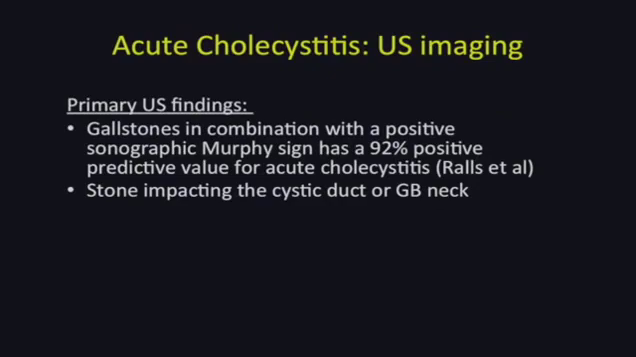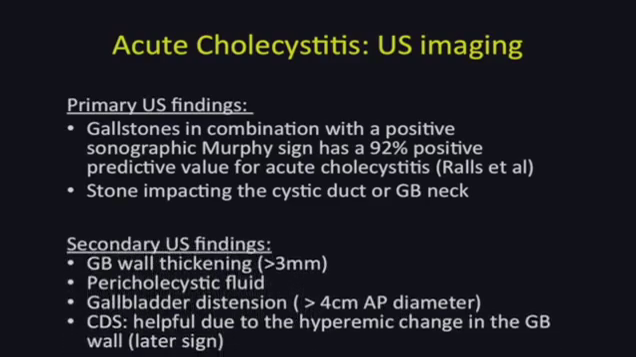The primary ultrasound findings of acute cholecystitis were reported by Ralls et al., which include the combination of gallstones and a positive sonographic Murphy's sign. This combination of ultrasound findings has a 92% positive predictive value for acute cholecystitis. As I mentioned, since it's most likely due to a stone impacting the cystic duct and the gallbladder neck, if we see an impacted stone, the diagnosis of acute cholecystitis is easy.